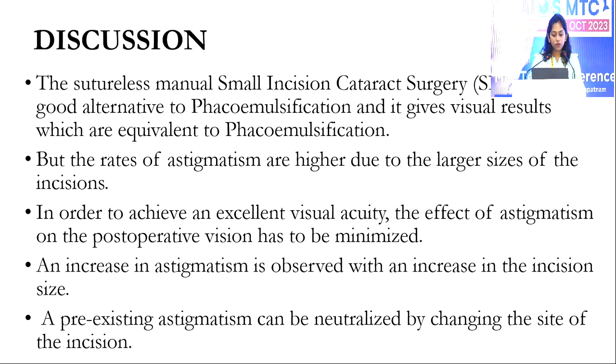Discussion. Sutureless manual small incision cataract surgery is a good alternative to phacoemulsification and gives visual results which are equivalent to phacoemulsification. But the rates of astigmatism are higher due to the larger size of the incision. In order to achieve excellent visual acuity, the effect of astigmatism on post-operative vision has to be minimized. An increase in astigmatism is observed with an increase in incision size. A pre-existing astigmatism can be neutralized by changing the site of the incision.